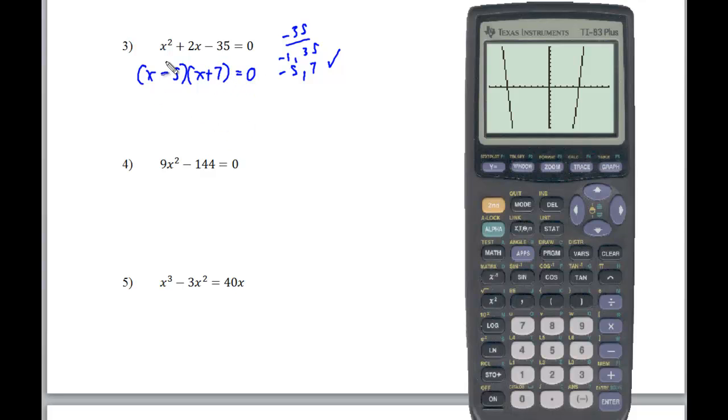And what I will do then is solve for x. x minus 5 is equal to 0. x plus 7 is equal to 0. So my x is equal to 5. x is equal to negative 7. And so there's my answer, and there's my answer. Pretty nice. Let's do problem 4.